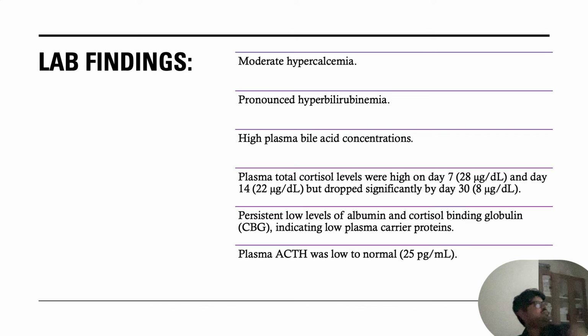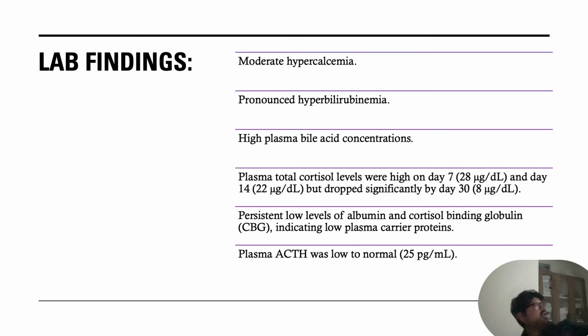Classic example. Now when you see some of the reports, the patient has mild to moderate hypercalcemia, some hyperbilirubinemia, right? And this is where they say that now you need to measure cortisol, because I want to see whether I should give this patient steroid or not, right? So they measure the cortisol here, and the cortisol level on day 7 was 28, on day 14 was 22, and then dropped to 8 on day 30.